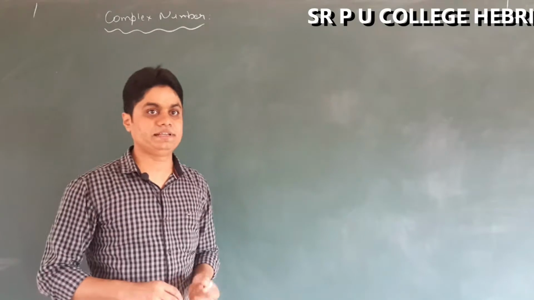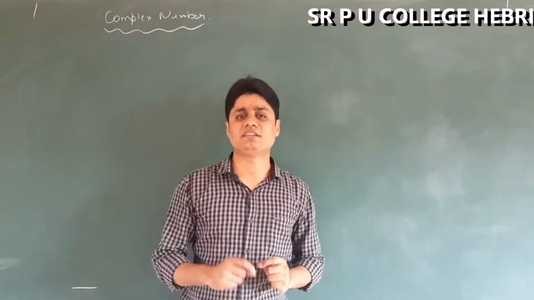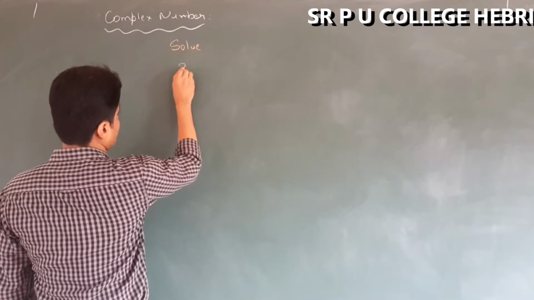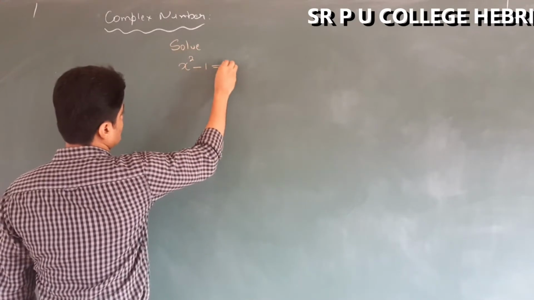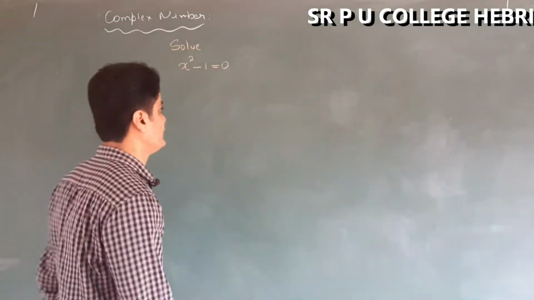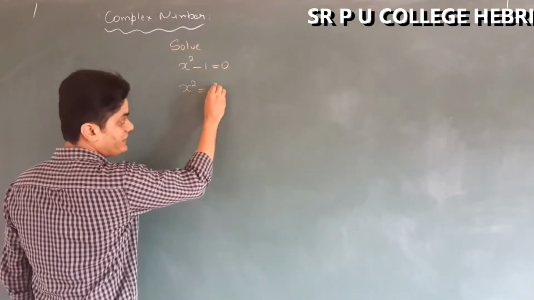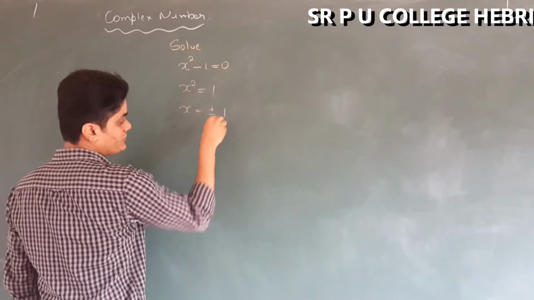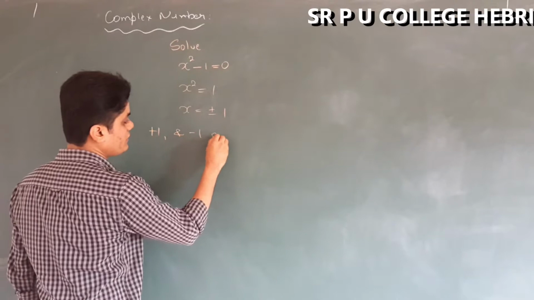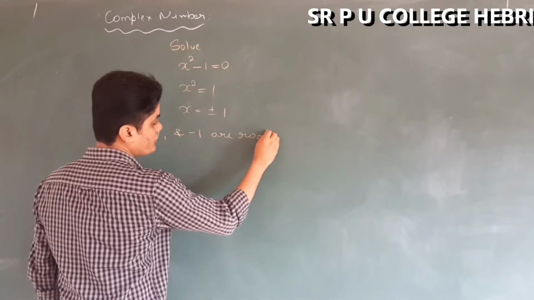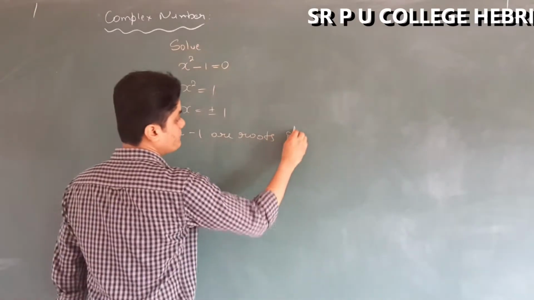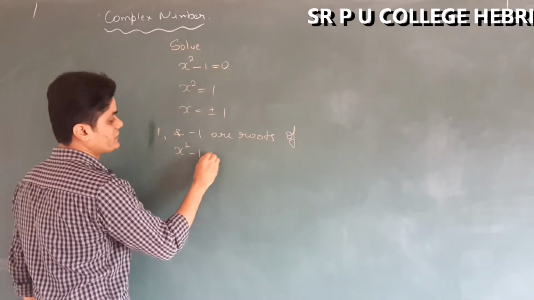So listen carefully. I'll start with a very simple introduction. Suppose I ask you to solve this equation, x square minus 1 is equal to 0. How will you solve this equation? Maybe like this, x is equal to plus or minus 1. Then you write plus 1 and minus 1 are roots of x square minus 1 equal to 0, right?